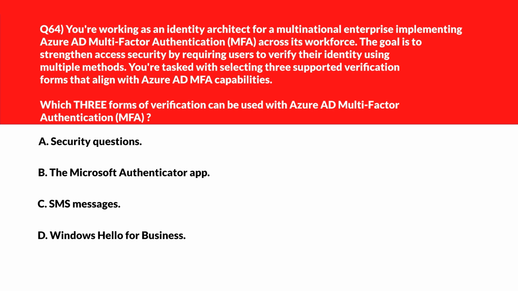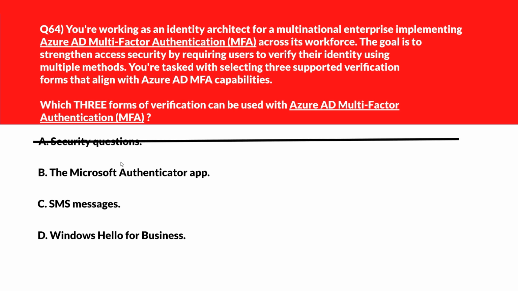Okay, we have a multiple choice question. We need to select 3 correct answers. Option A says security questions. Security questions are not recognized as a valid second factor in Azure AD MFA. Incorrect. We'll move to option B.